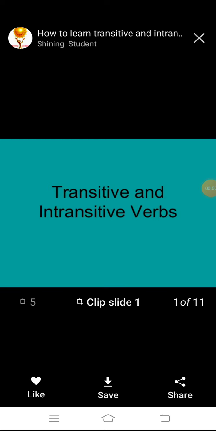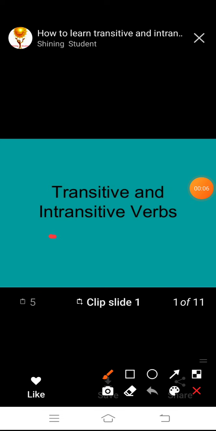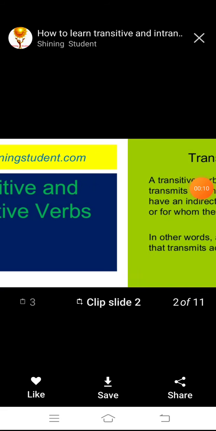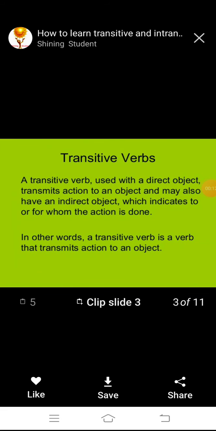Okay, again I am explaining to you more about transitive verbs and intransitive verbs. Okay, let us see. First of all, see the definition. A transitive verb is used with a direct object. It transmits action to an object and may also have an indirect object, which indicates to or for whom the action is done. Again, here we are asking the what and whom questions.